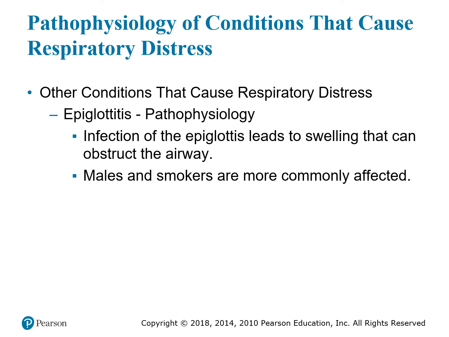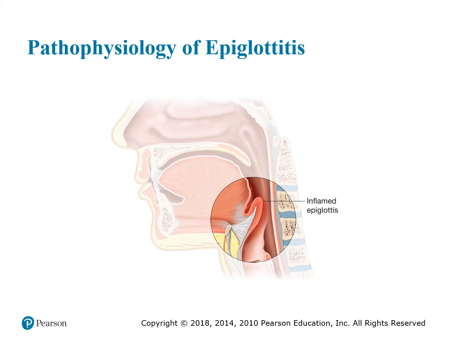Next up is epiglottitis. Epiglottitis is the infection of the epiglottis, and we say that males and smokers are more commonly affected, but I think this condition is more so seen in pediatric patients, or at least most questions are geared towards pediatric patients when we describe epiglottitis. As a quick review, your epiglottis is that structure that folds over the trachea to prevent any food or water from going down the wrong pipe.